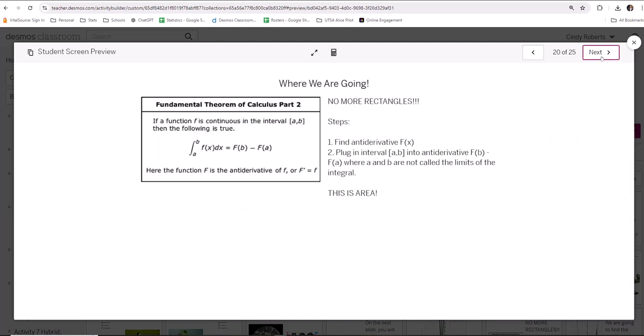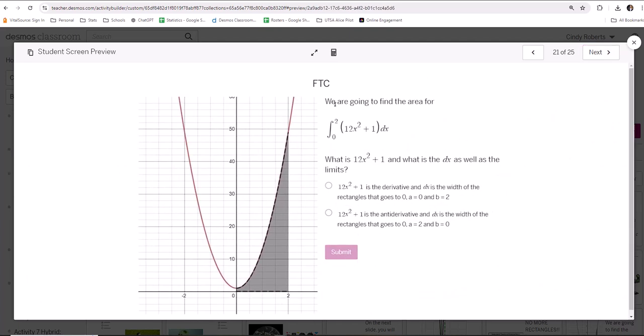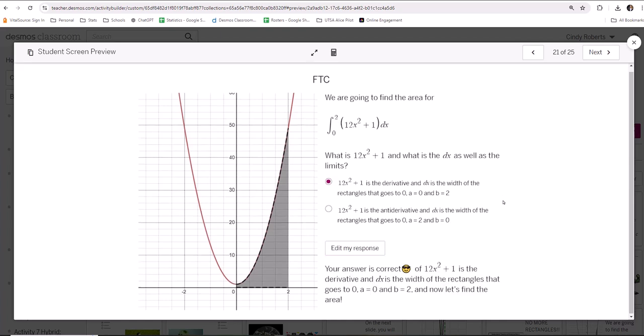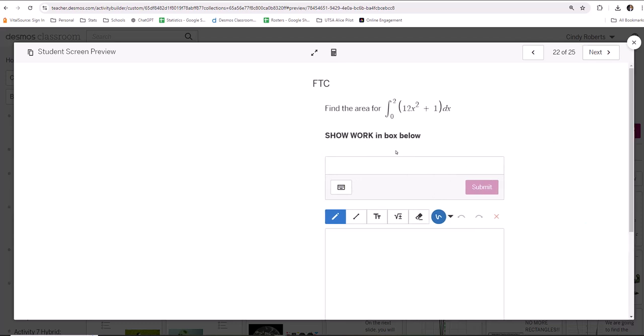And that's where we're going. So we don't have any more rectangles. We want to get this smooth area. So this right here is still a rate. It is still a derivative. You want to find the antiderivative, and then we're going to plug in these endpoints. Okay, so you're going to plug in 0, and then you're going to plug in 2. That's where we're actually going with this.